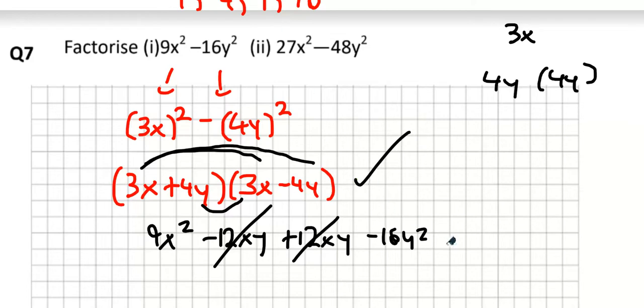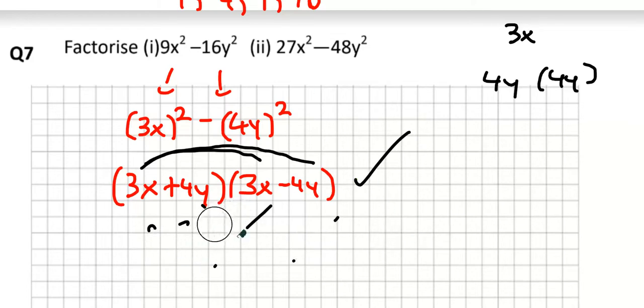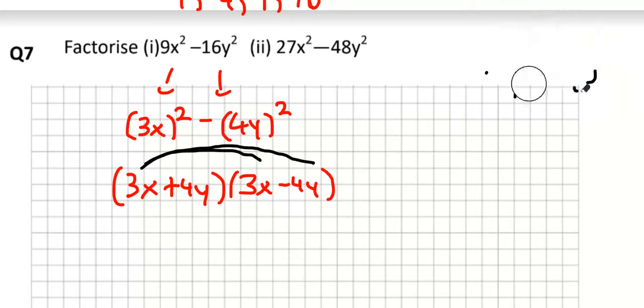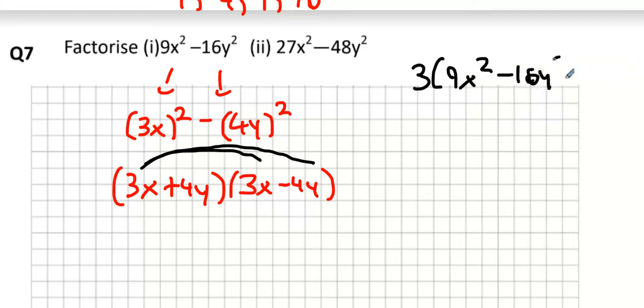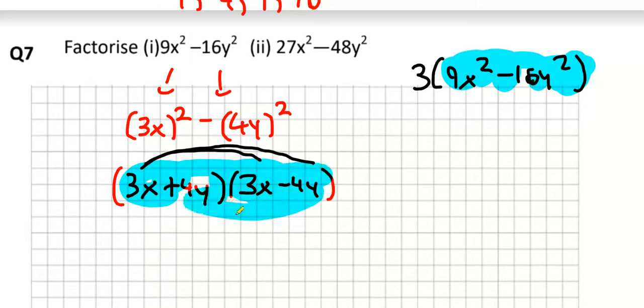Okay? Now, lads, I was really sneaky in this test. Does anybody know why I was really sneaky with the second part? What did I do to the first question to turn it into the second question? What happens if you multiply the first question by 3? The second question is the first question multiplied by 3. So if you take 3 out, it's 3 times 9x squared plus 16y squared. And also you have to replace this part here with the answer you got in part 1. See the answer you got in part 1?